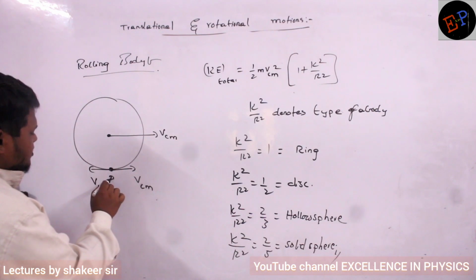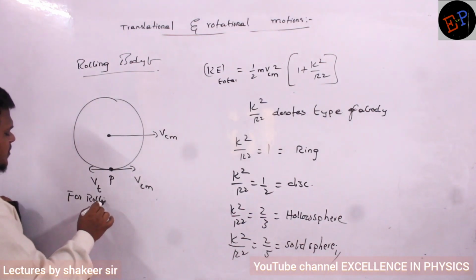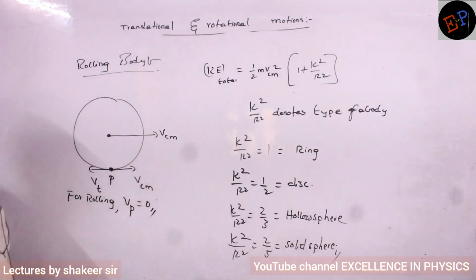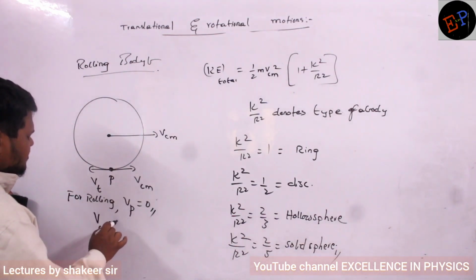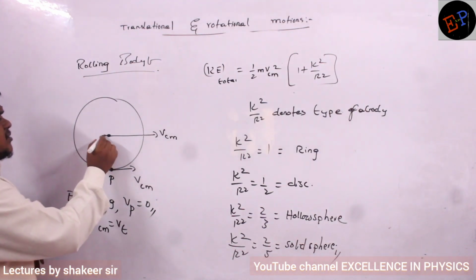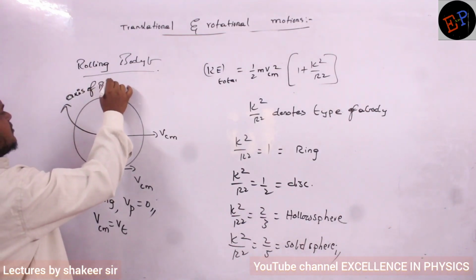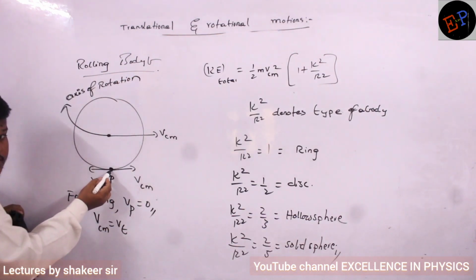So let us consider this is point P. For rolling, what is the condition to be followed? The velocity of point P should be 0. It is possible in which condition? Only when the velocity of center of mass and the tangential speed are equal. Now you take this point to be the axis of rotation. Previously we had taken this point to be our axis of rotation.